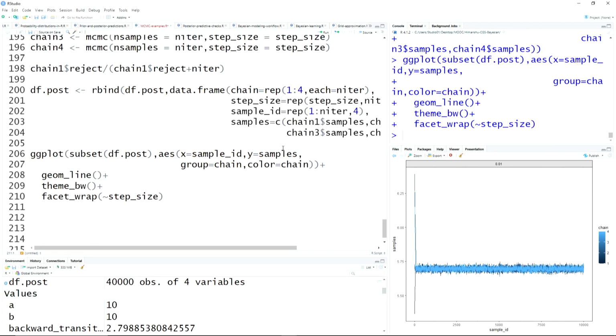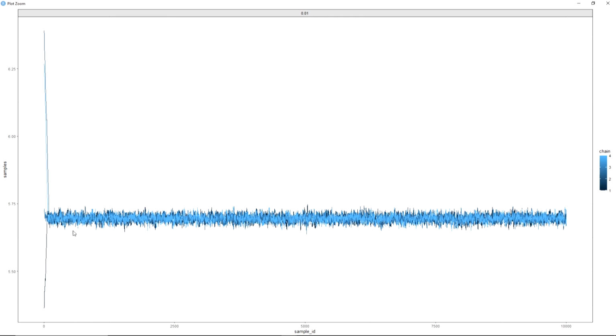So this is how chains look like. So chains are mixing well, and they are sampling from the actual posterior density, which is somewhere around 5.6 or 5.7 or something. So this is good. All the chains started at different places. So some of the chains started here, some chains started here, but they still converged very quickly.